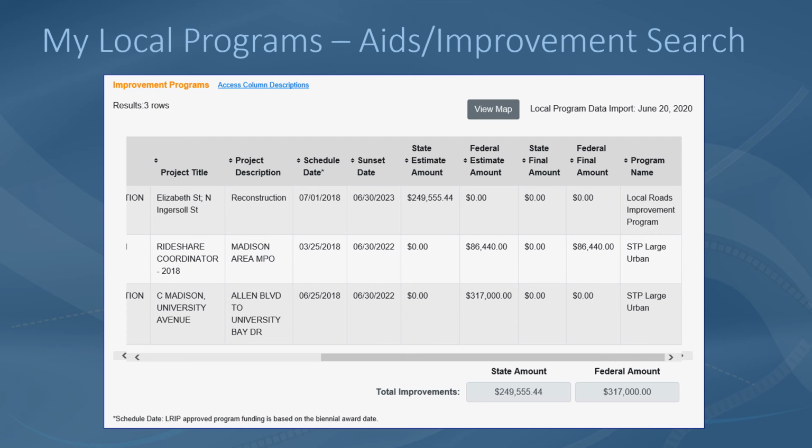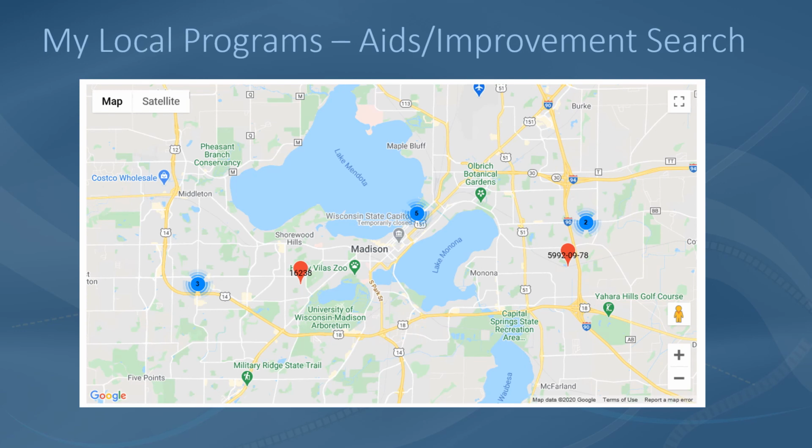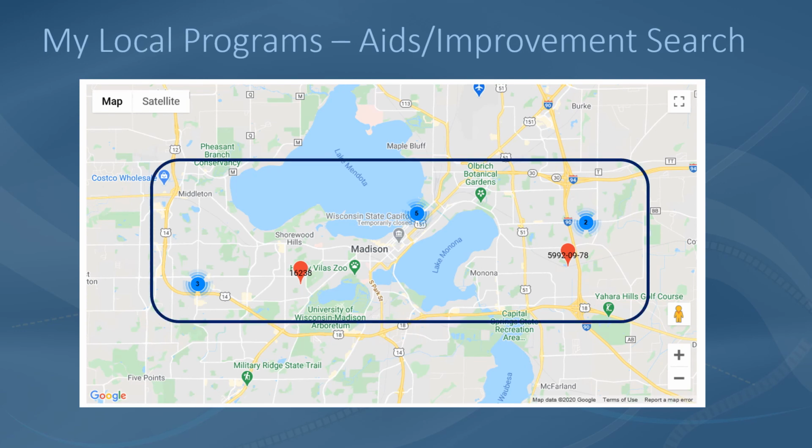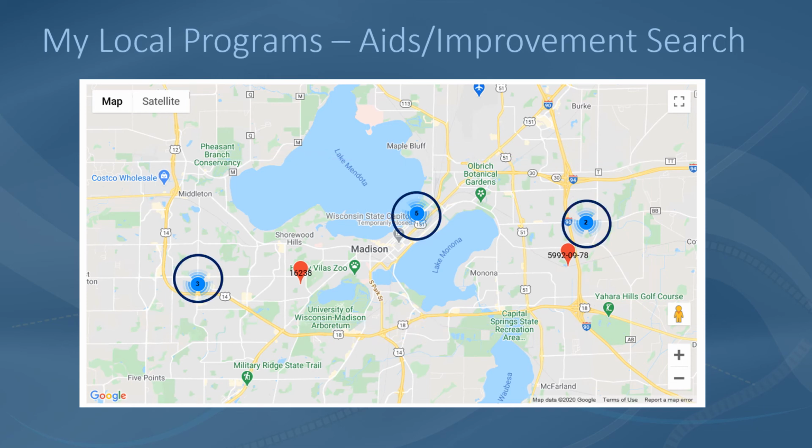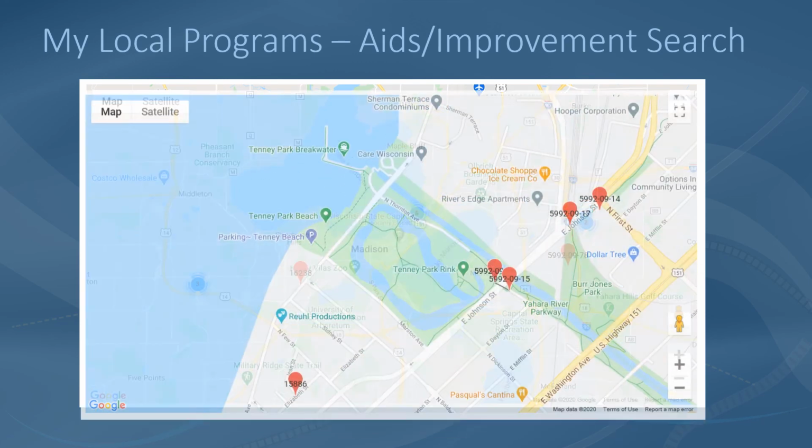the grid. The Improvement Program grid also provides an option to view your project locations by using the View Map button. The size and scale of a map will vary depending on the number of projects generated from your search, as well as their corresponding locations. Colored icons with a number in the middle indicate a group of projects within a general vicinity. Simply zoom into the area to see the individual project locations.